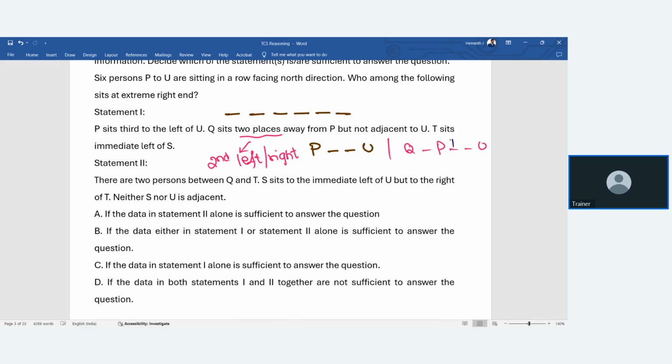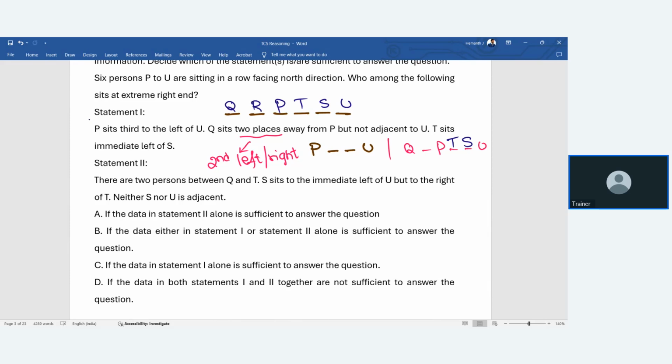T sits immediate left of S. Now we have all 6 slots, you can observe: Q, P, T, S, U. And this will be occupied obviously by R, right? So who is at the right end?